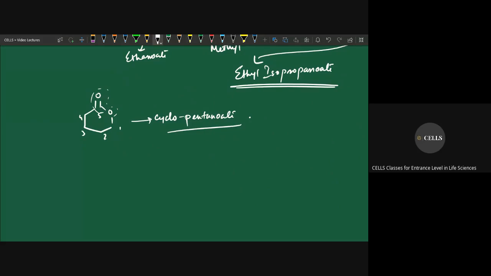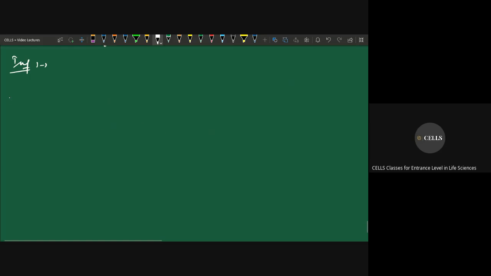Cyclopentanoate. These are important. Now, what are the informations you need to remember? So these are the informations. First point, ester is normally neutral. It is not acidic or basic, it is neutral. Ester is neutral in nature, having fruity smell.